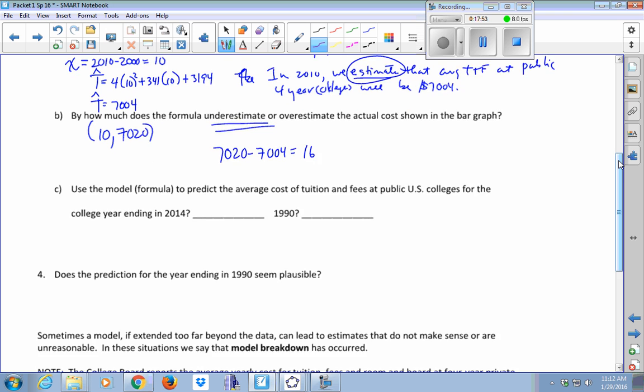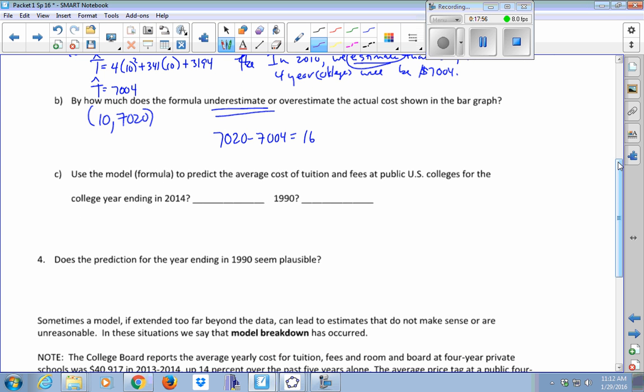All right. So let's use this model to predict the average cost in tuition and fees at colleges in the year ending 2014. And I would like tables 1, 2, and this half of table 3 right here, from Kenneth to, what's your name? Jenna. Jenna. From Kenneth to Jenna to do the first one.